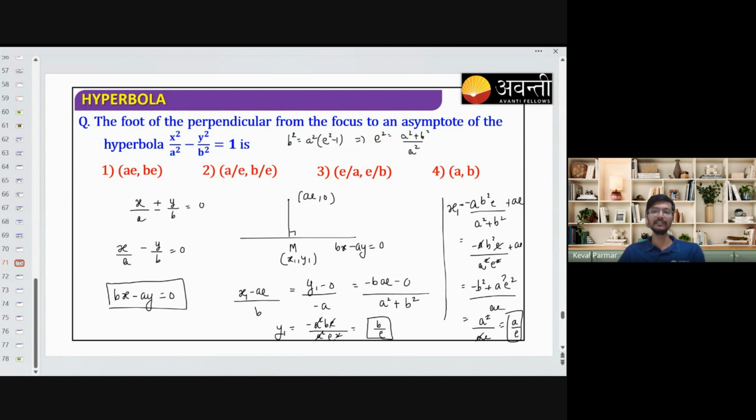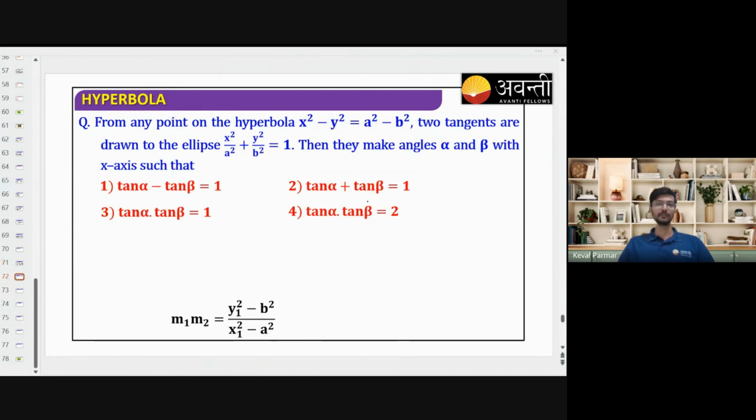So what are the coordinates? A upon e, comma, b upon e. That means option 2 is correct. A upon e, comma, b upon e. Let's see the next.